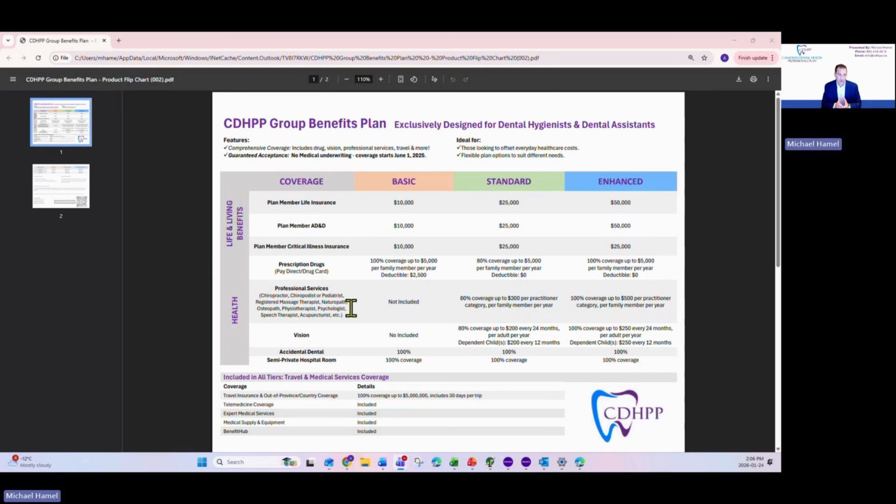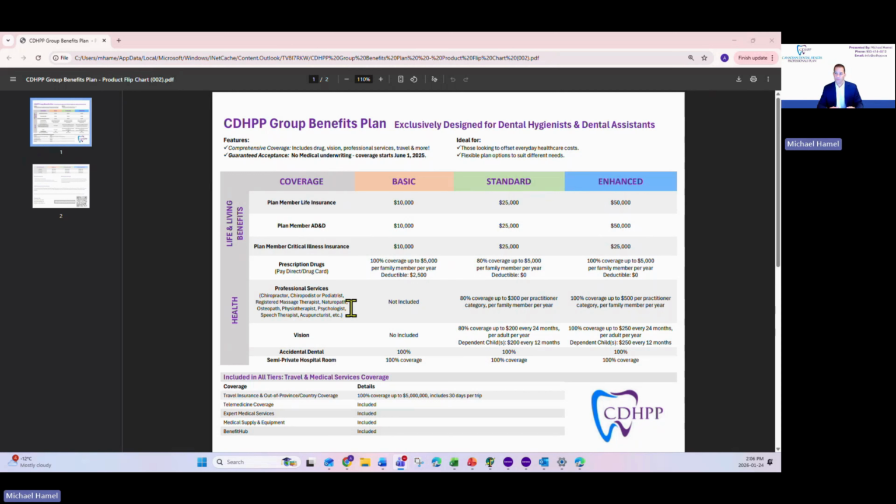So we really wanted to control that and cap it at $500 per practitioner per year per family member, but also that $1,000 cap. It really helps us control that renewal rate. And you're going to, again, find that across all different types of group plans out there.